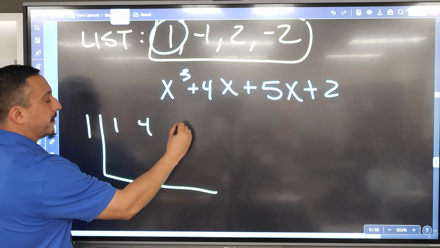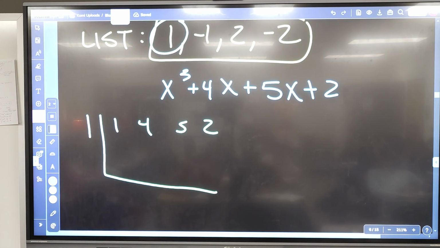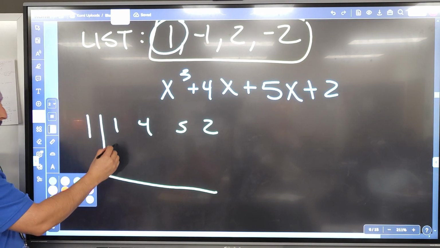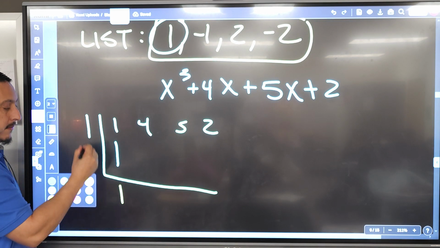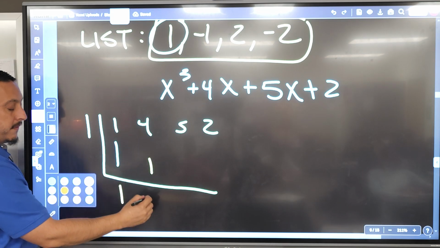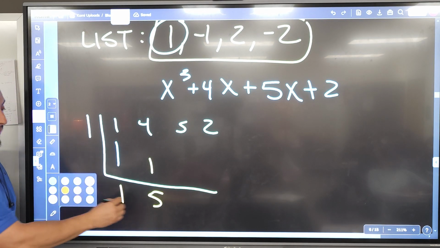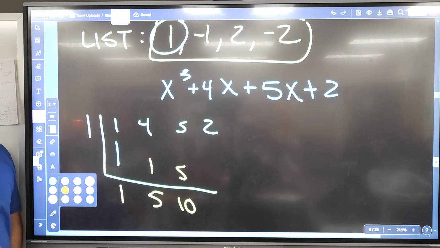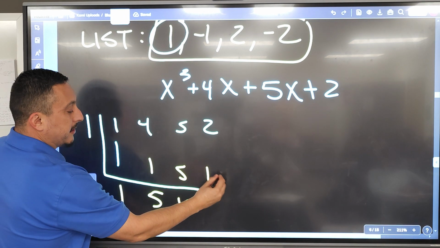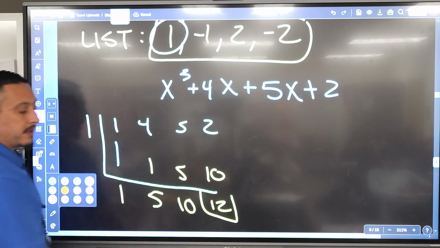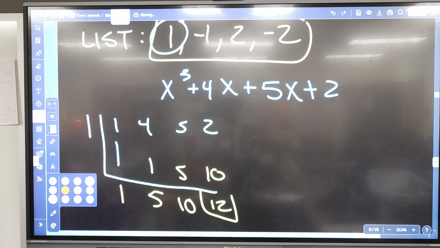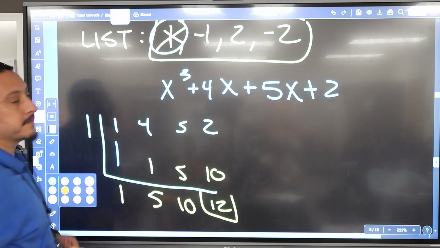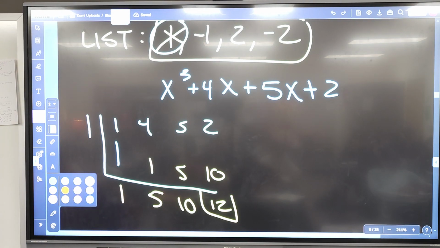1, 4, 5, 2. 1 times 1 is 1. 4 plus 1 is 5. 1 times 5 is 5. 5 plus 5 is 10. It doesn't work. 1 times 10 is 10. I just wanted to show you that. Well, we need a 0 there. Okay. So this one, no bueno. No good. You need a 0. Okay. So you try the next one.